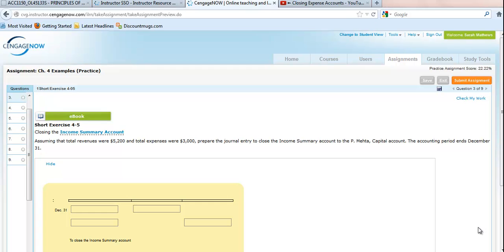and our total expenses. And since our total revenue from the first step was $5,200 and total expenses was $3,000, the balance in this account is now the difference. The balance is now $2,200, and it represents a net income because revenues are greater than expenses. So what we must do now is take the dollar amount out of income summary and put it into our capital account.